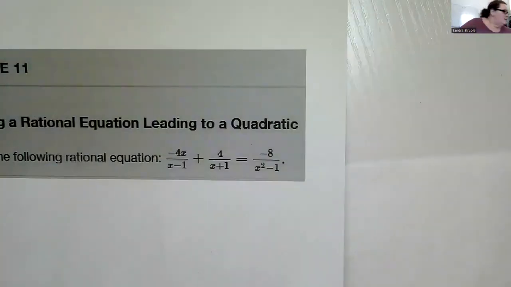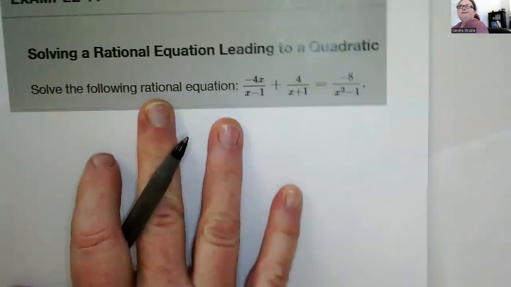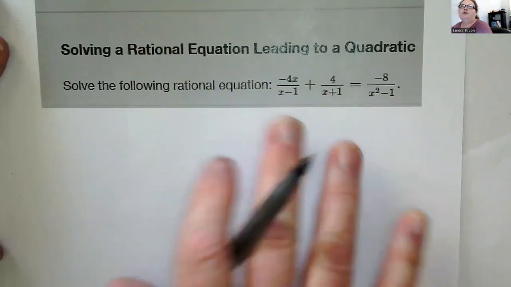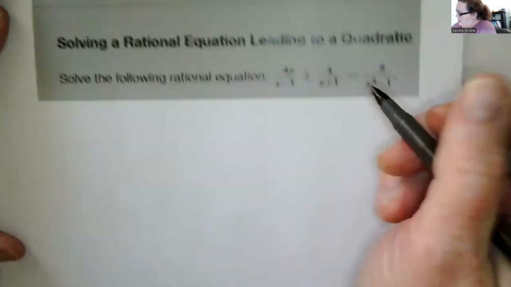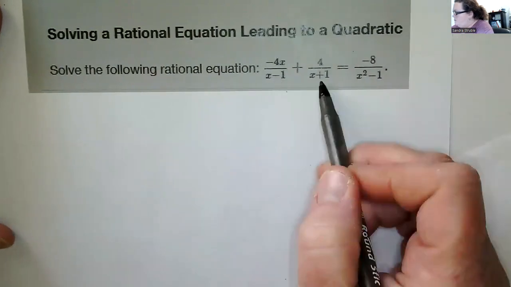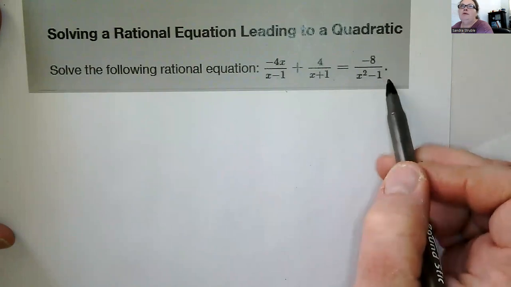It's done. Last one. This is the one I did today in class because I totally missed it in class the other day. But I just want to make sure that you have this. All right, so we've got negative 4x over x minus 1 plus 4 divided by x plus 1 is equal to negative 8 divided by x squared minus 1.